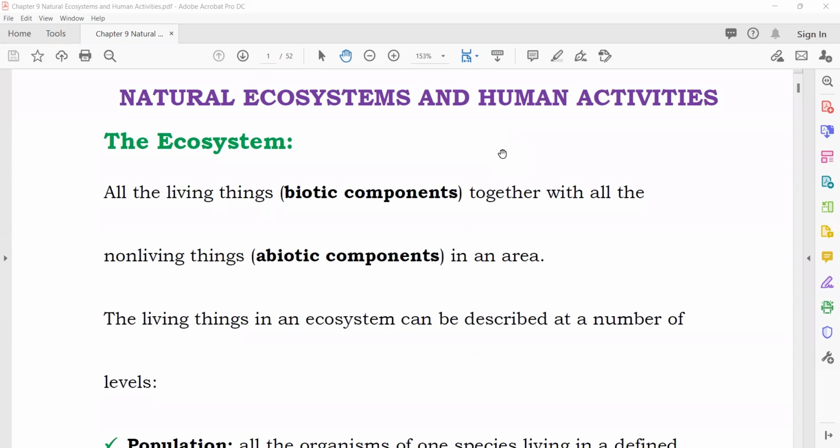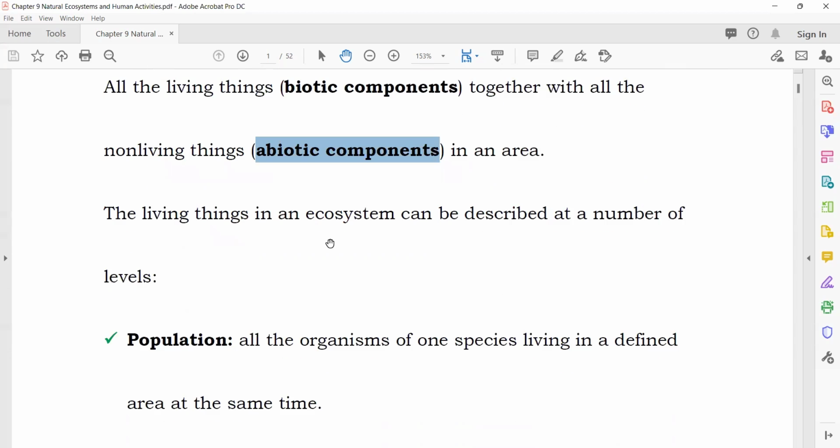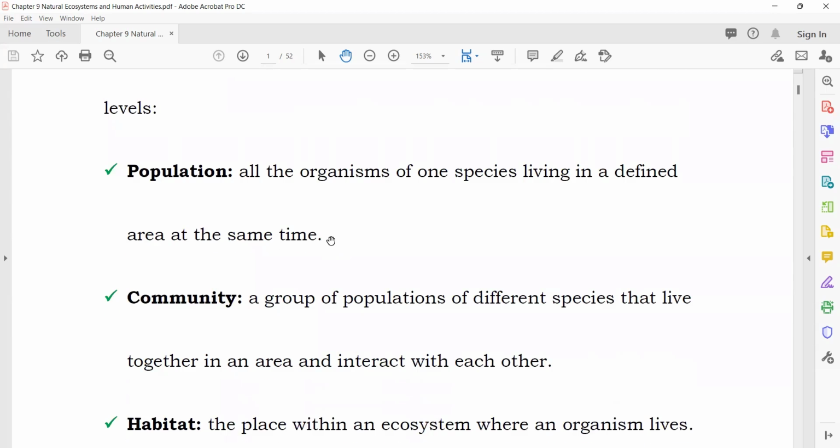First of all, we have the definition of the ecosystem. They're saying that all living things together and non-living things together in an area make an ecosystem. Living things are known as biotic components, and the non-living things are known as abiotic components. Sometimes they're also known as factors, biotic factors and abiotic factors. So there are some definitions we will use there.